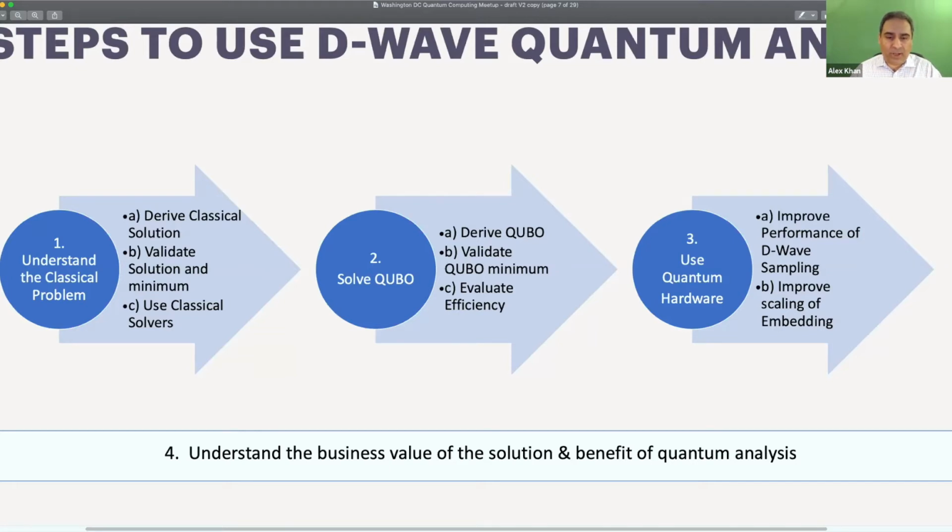So those are 3 steps that I will be talking about. And in the end, of course, we want to have some idea of what is the business value that we get out of doing all this work. So we'll talk a little bit about that. All right, Jeff, next slide.